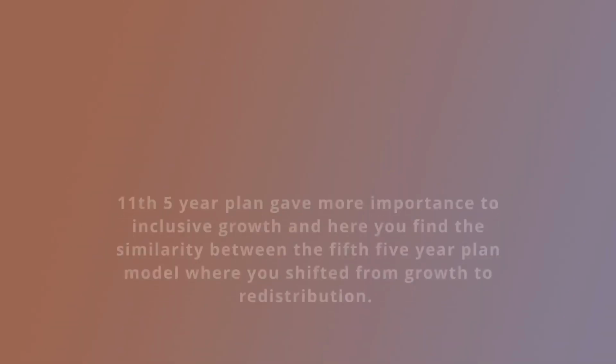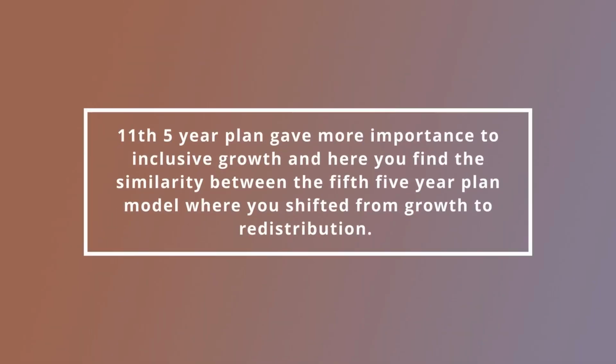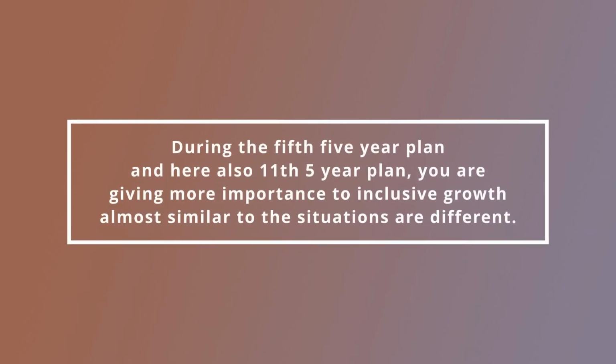Therefore, in the 10th five-year plan, we observe that there was a slight shift from export-led growth towards more inclusiveness. And in the 11th five-year plan, it was more vivid. The plan gave more importance to inclusive growth. And here you find the similarity with the 5th five-year plan model, where you shifted from growth to redistribution, and here also in the 11th five-year plan, you are giving more importance to inclusive growth. So almost similar, but the situations are different. Here, the country is following a free market economy, but during the 5th five-year plan, the policy environment was quite different.